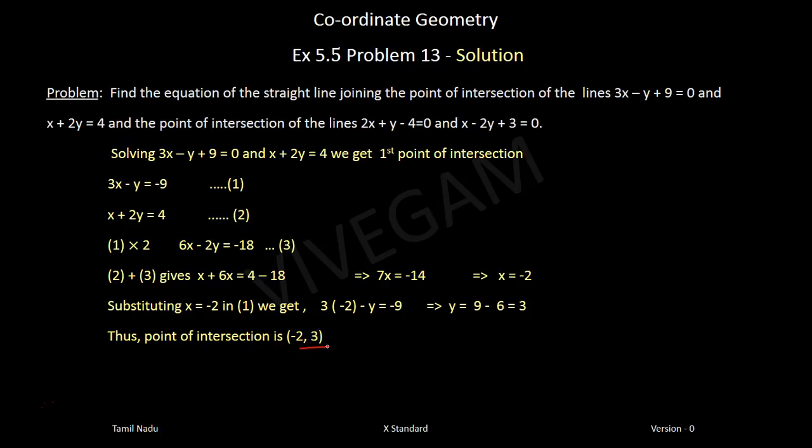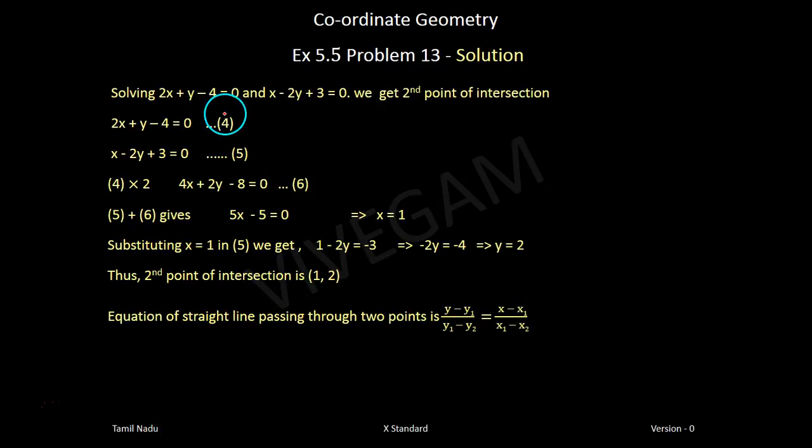Okay, so the first point of intersection. Now let's do the same for the second pair of equations to get the second point of intersection. So this will be 2x plus y minus 4 and x minus 2y plus 3 equal to 0. So when you write it out here, see this equation, if you multiply it by 2, then you will be able to cancel, eliminate x.